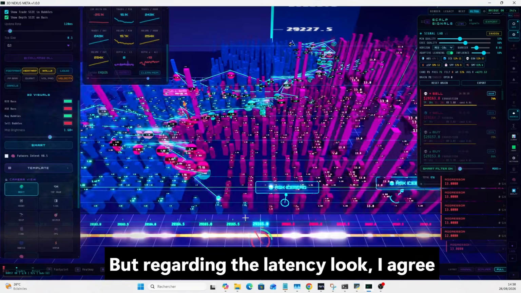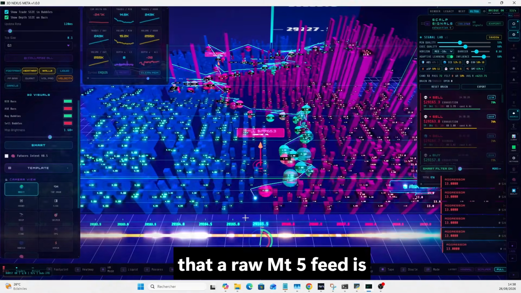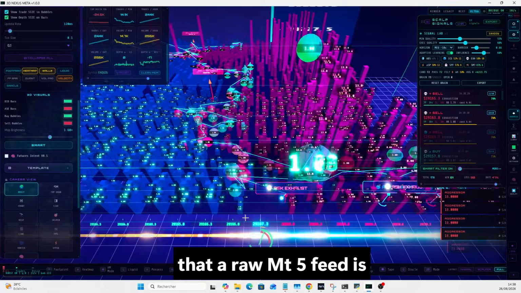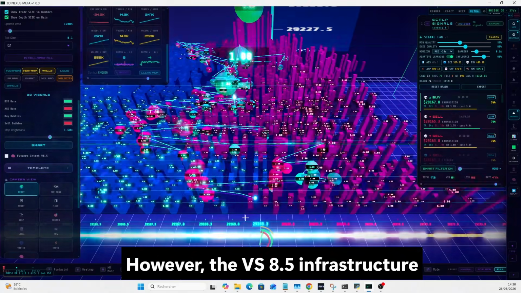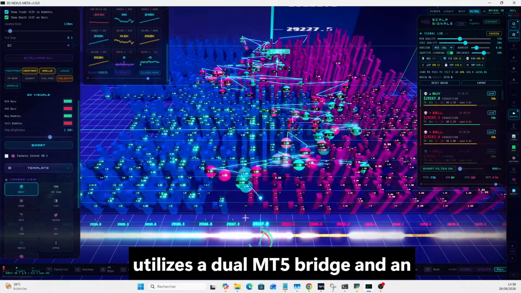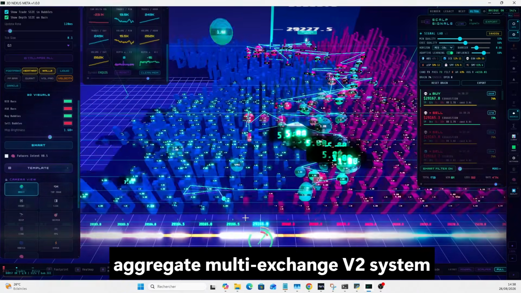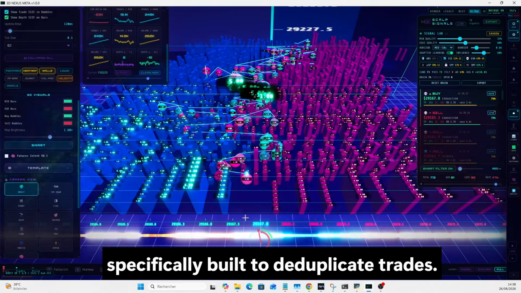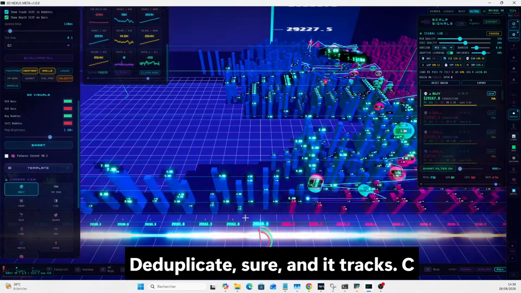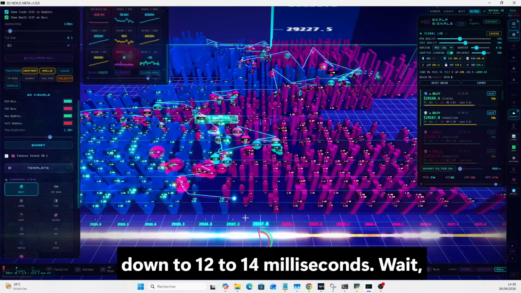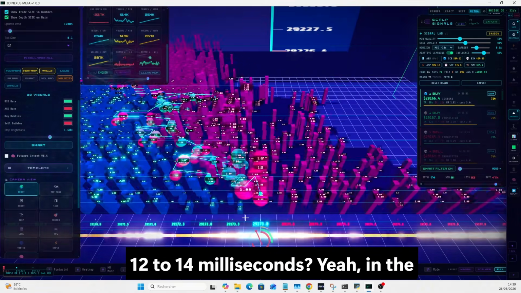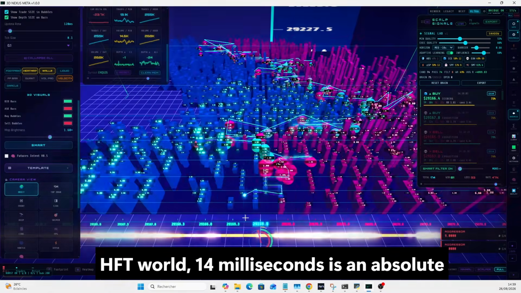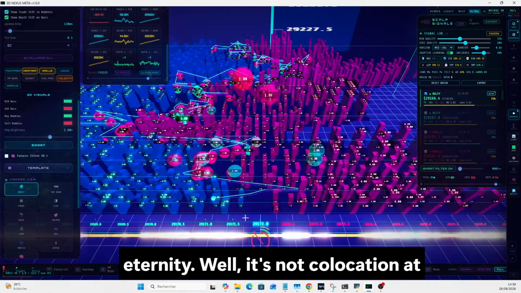But regarding the latency, look, I agree that a raw MT5 feed is way too slow for HFT. Thank you. However, the V8.5 infrastructure utilizes a dual MT5 bridge and an aggregate multi-exchange V2 system specifically built to deduplicate trades. Deduplicate, sure. And it tracks latency down to 12 to 14 milliseconds. Wait, 12 to 14 milliseconds? Yeah. In the HFT world, 14 milliseconds is an absolute eternity.